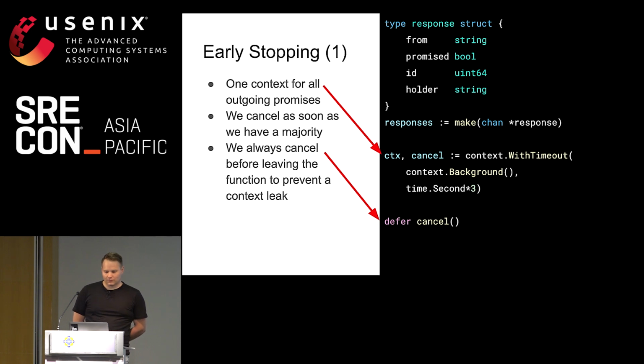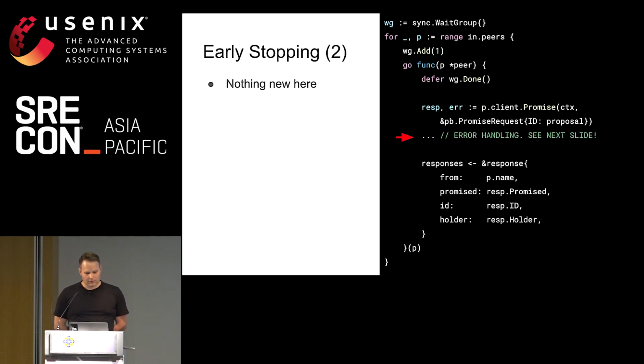Yeah. How does it look like in code? First, we use one context for all the outgoing promises. So that means if we cancel the context, all of the requests will be cancelled. In the Go routine, not much new here.